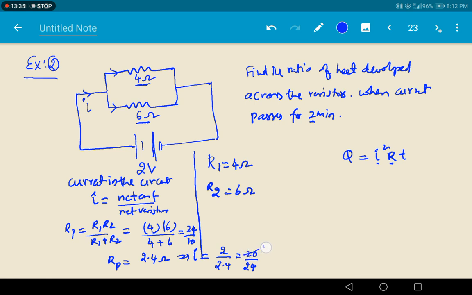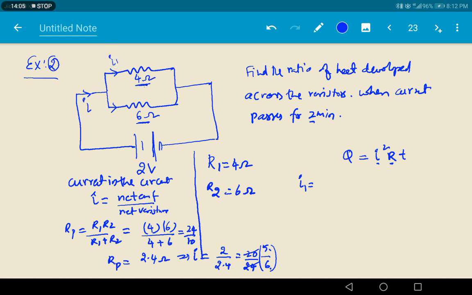Okay, 4 plus 6, we can write 5 by 6. So this is the net current. After finding the net current, we can use the formulas. That means the net current will be 5 by 6. So now we can get the value of I1. So I1 is equals to what we are going to get. So 5 by 6.